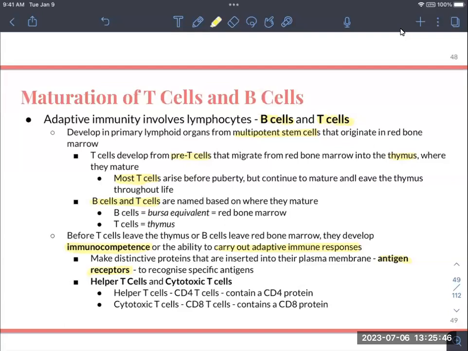Our two types of T cells: we have helper T cells, and we have cytotoxic T cells. Helper T cells are also known as CD4 T cells because they have a CD4 protein on them. Cytotoxic T cells are known as CD8 cells because they have a CD8 protein.